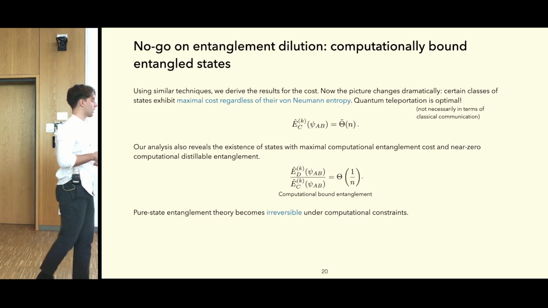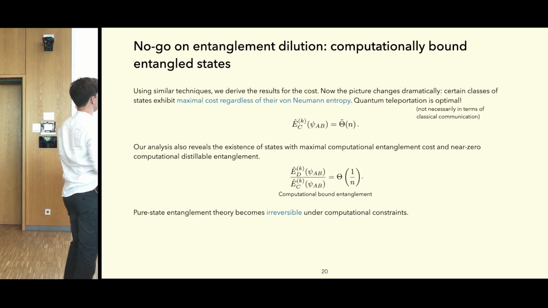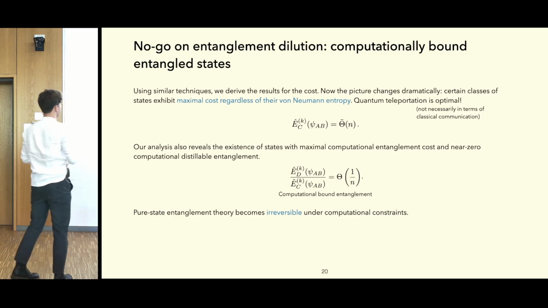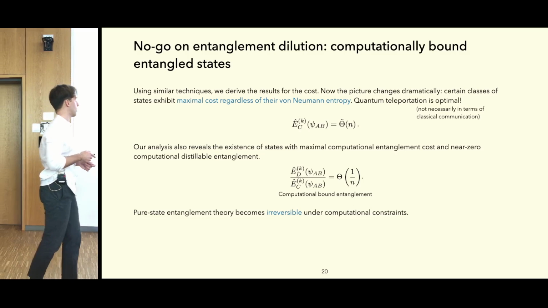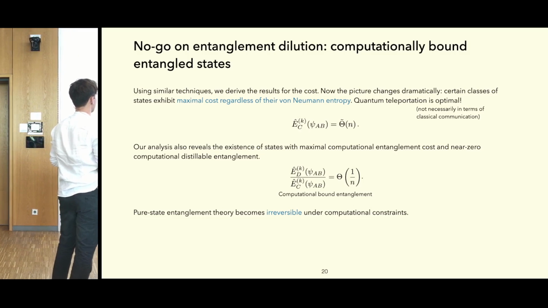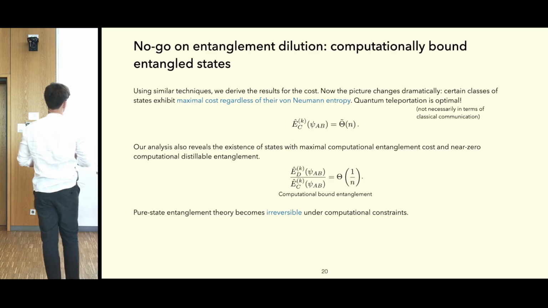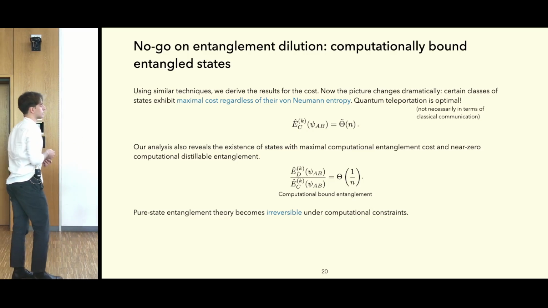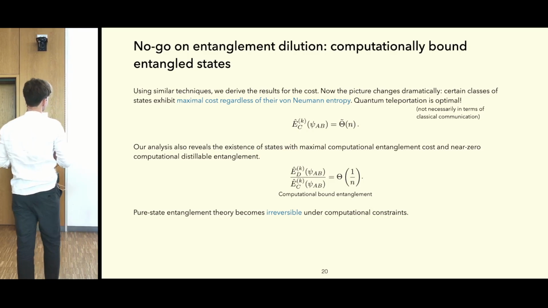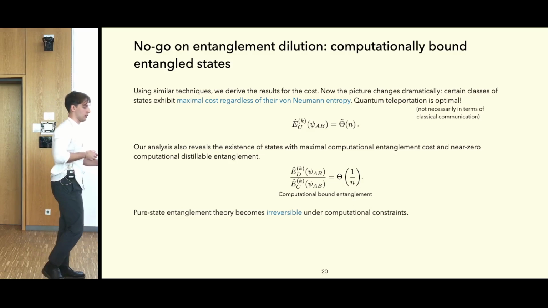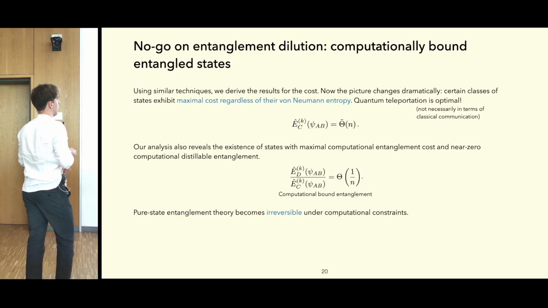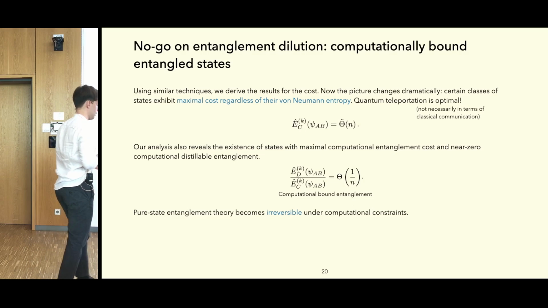And in particular, a corollary of our results is that in the pure state setting, when we impose computational limitations, we have this phenomenon of computational bound entanglement, which appears in the pure state setting, which means that we have families of states for which the computational entanglement cost is maximal, while the computational distillable entanglement is near zero. And this, of course, is a phenomenon that in the pure state setting, in the information-theoretic setting, doesn't happen. It happens only in the mixed state entanglement theory.